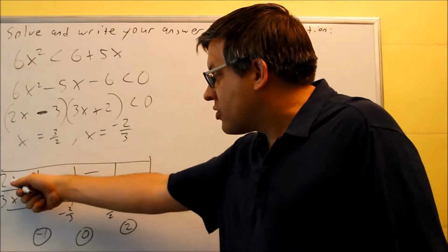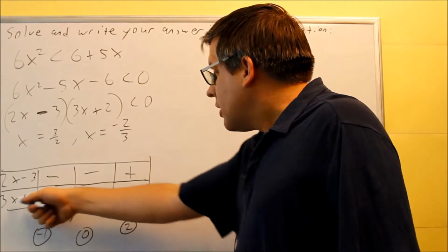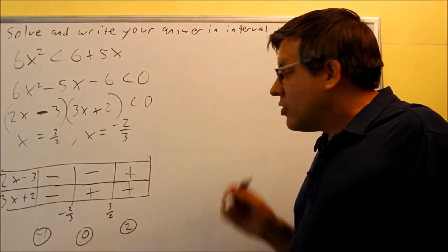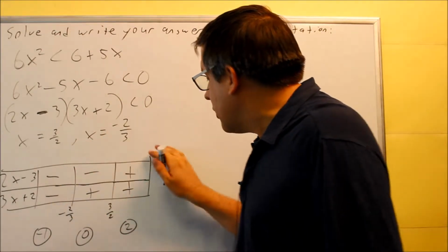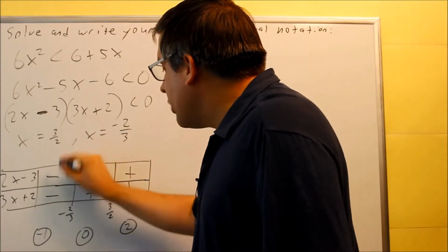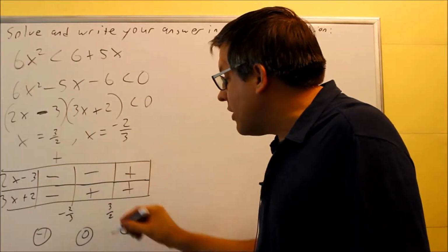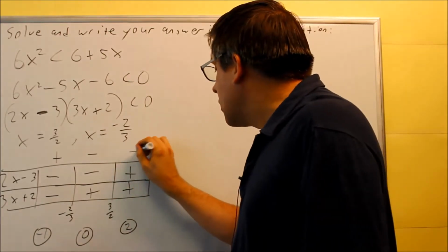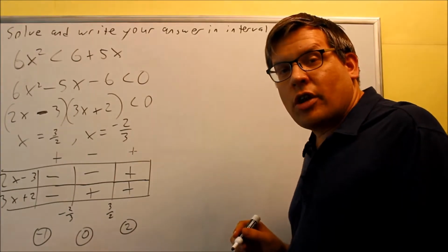2 times 2 is 4 minus 3, that's a positive number. 3 times 2 plus 2, that gives you a positive number also. Don't forget, if you're going to do it by the table method, you want to make sure that you multiply down each of these columns. 2 negatives will give you a positive. Multiply these, we get a negative. Multiply these, we get a positive. This is your final sign configuration.